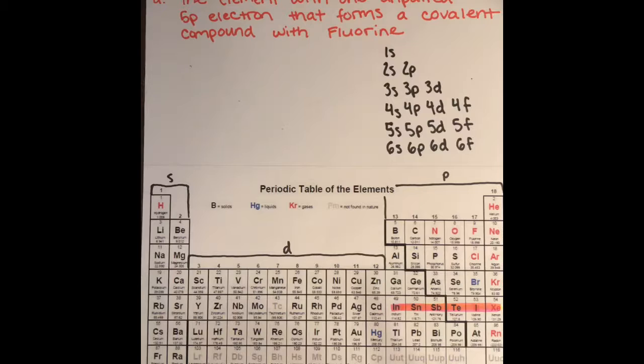Therefore, the element in question could be either indium with 1 p block electron or iodine with 5 p block electrons. However, we know it cannot be indium because it cannot be a metal, like I stated previously. Therefore, the element in question must be iodine with a ground state electron configuration ending in 5p5.